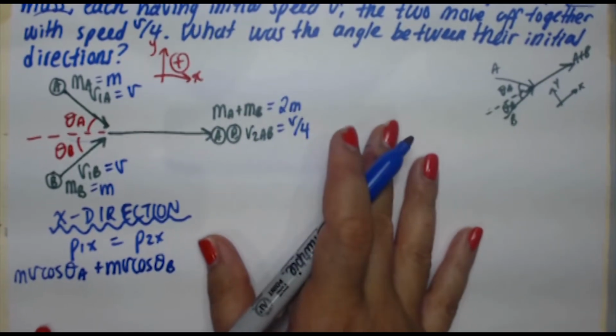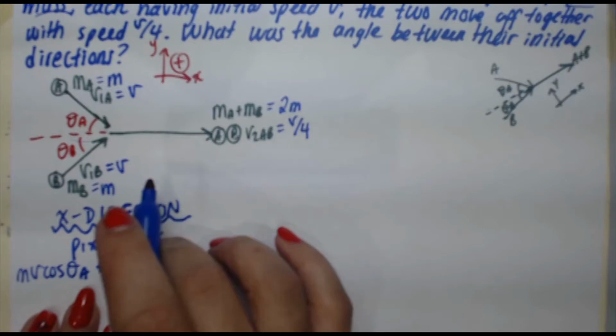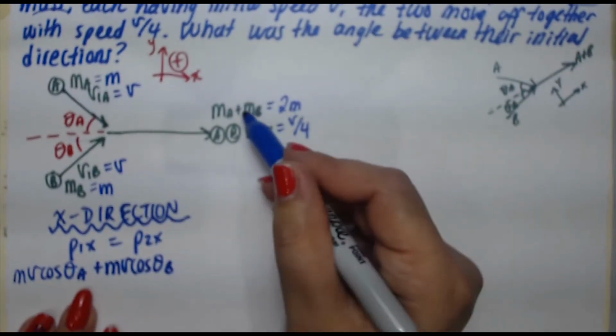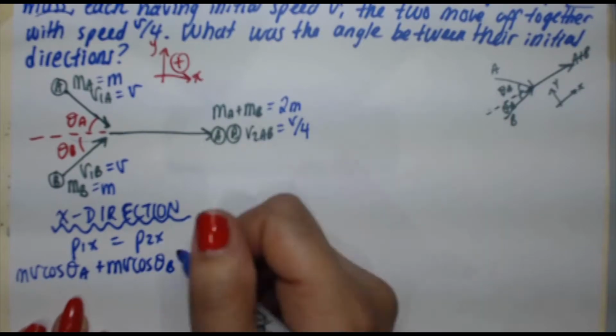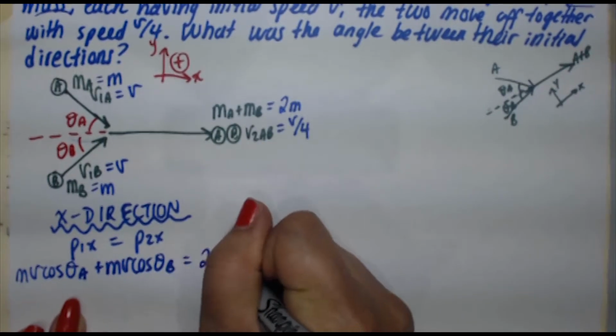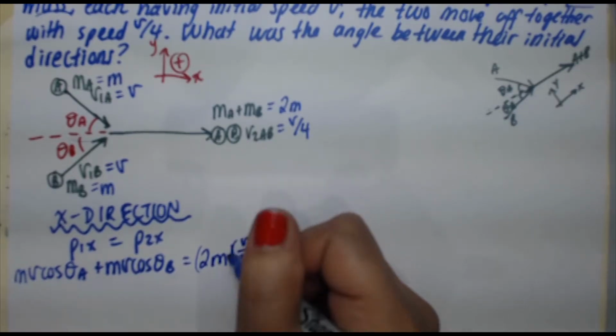Okay. And the final momentum in the x direction, it's purely in the x direction. So the mass times the speed, it's going to be 2m times v over 4. Now here's a fun part.